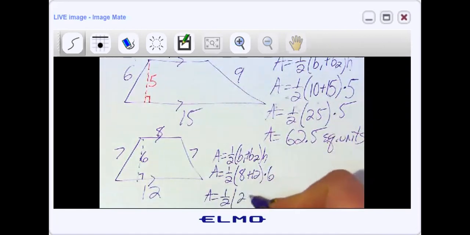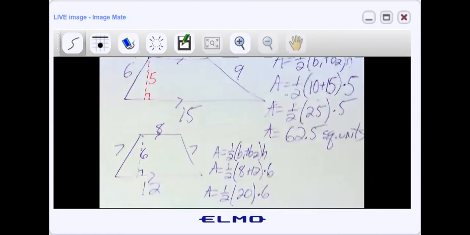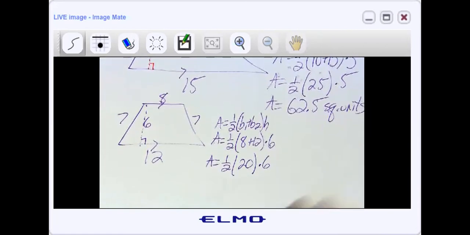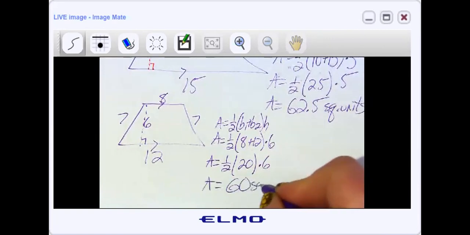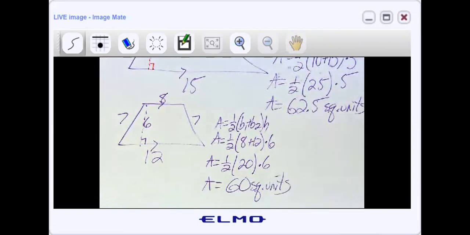1/2, 8 and 12 is 20 times 6. And now I just multiply that all together. So 1/2 times 20 is 10 times 6 is 60 square units. And I'm done. Well, that's not so bad.